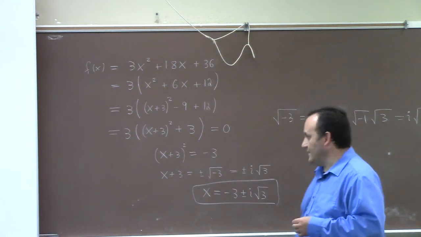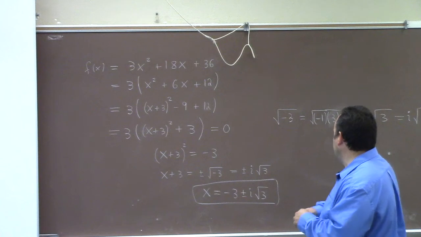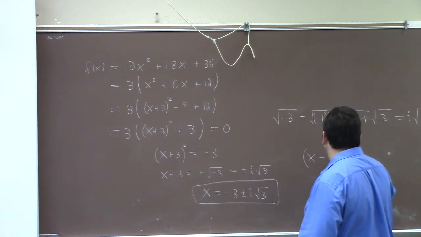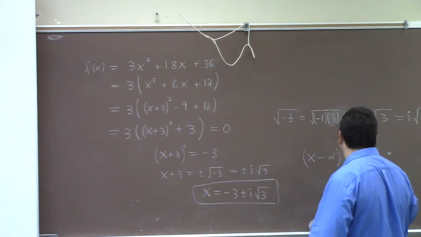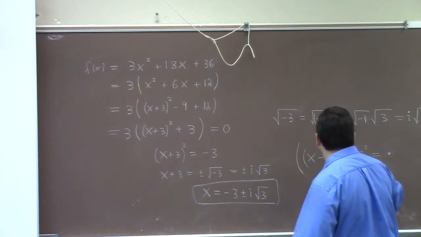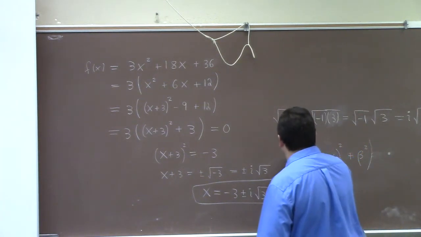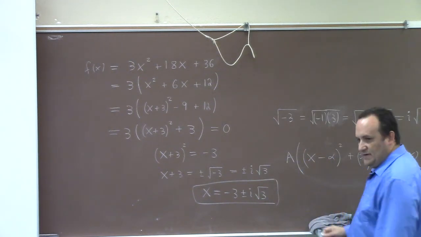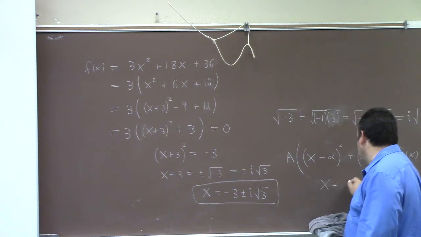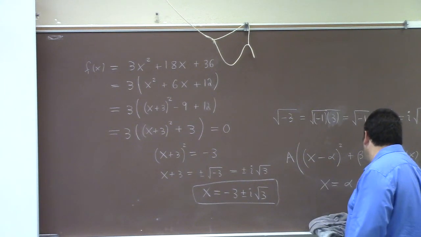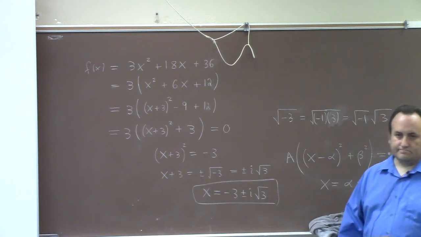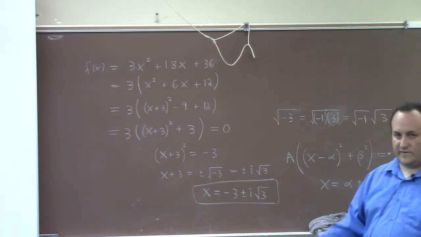Yes. Generically speaking, if you've got x minus alpha squared plus beta squared is equal to zero, times some constant out front, a, if that's your f of x, then you're going to get x equals alpha plus or minus i beta as the solution. Generically speaking.